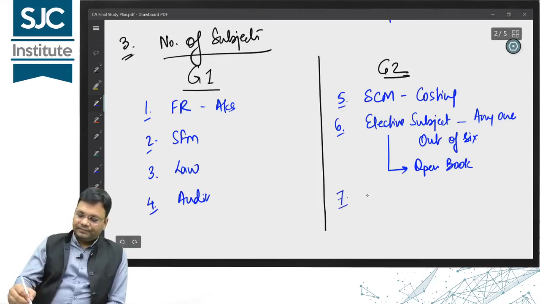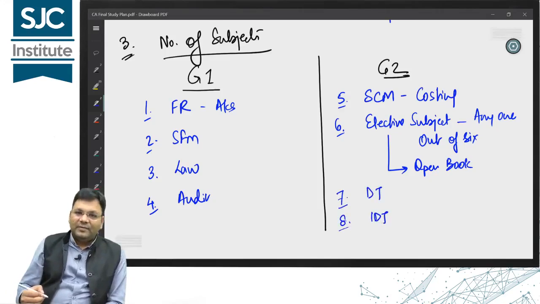Seventh is your direct tax and eighth is your indirect tax. You studied DT and IDT together in one paper in Inter. Now they get split into full 100-mark papers. All right, so these are your 8 subjects.